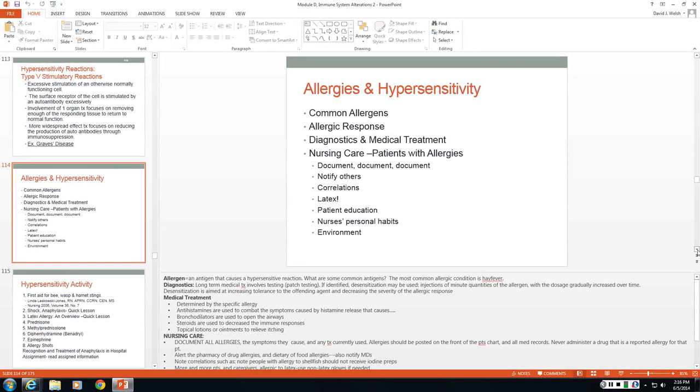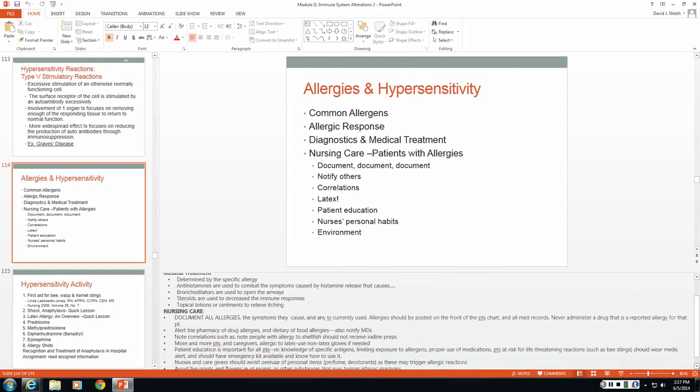Now, medical treatment is usually determined by the specific allergy. Antihistamines are used to combat the symptoms caused by a histamine release that causes the swelling. Bronchodilators are used to open airways. Steroids are used to decrease the immune responses. Topical lotions and ointments are used to relieve the itching.